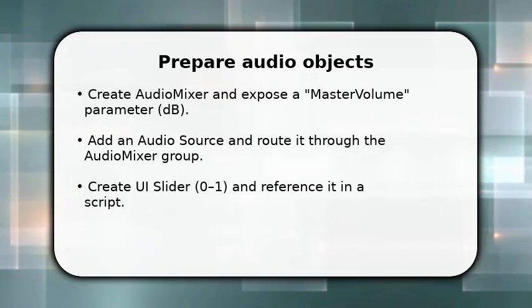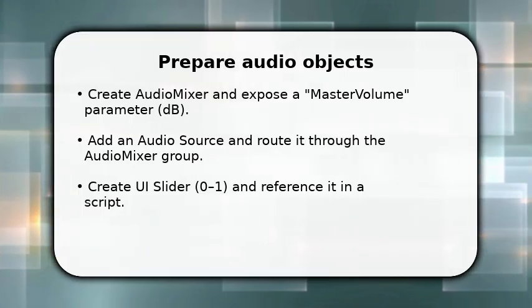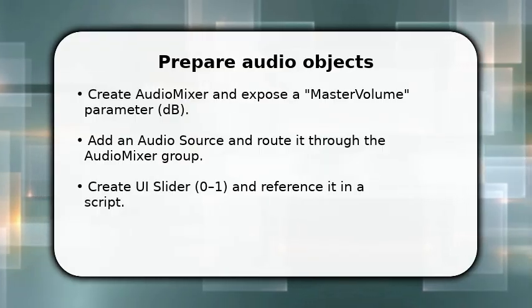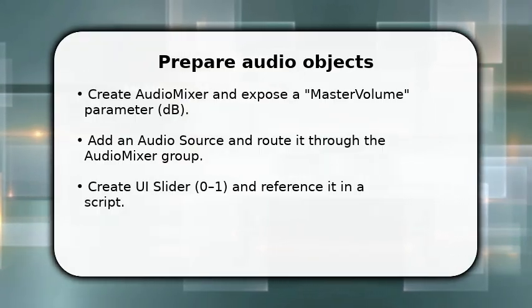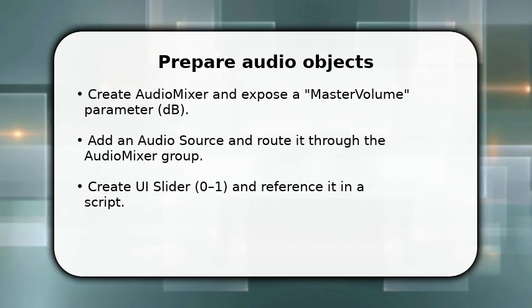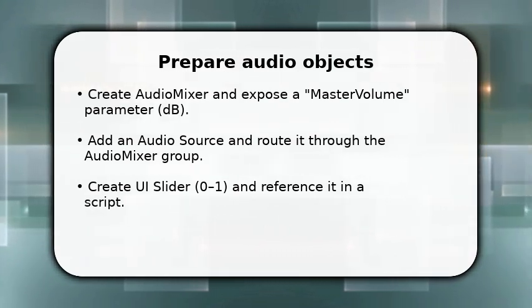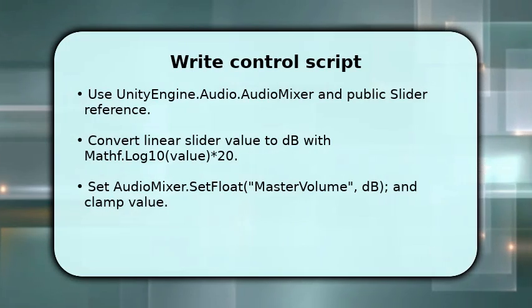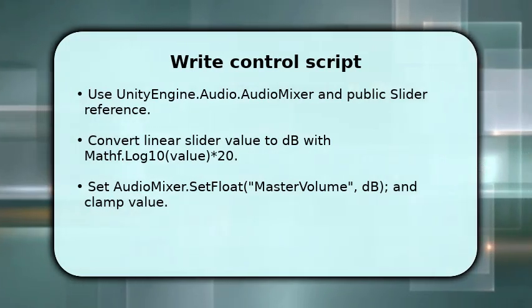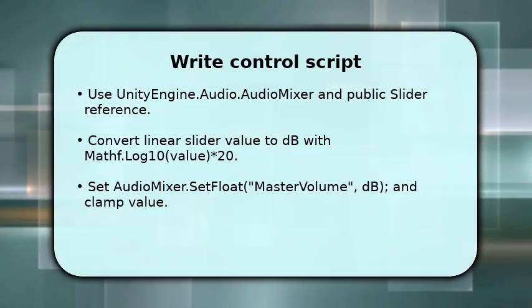Once done, add a UI slider set from 0 to 1 and wire it to a new script. You need that script to translate slider values into mixer dB changes. Now you write the control script to convert user input into audible change. In the script, reference UnityEngine, Audio, AudioMixer, and the UI slider.